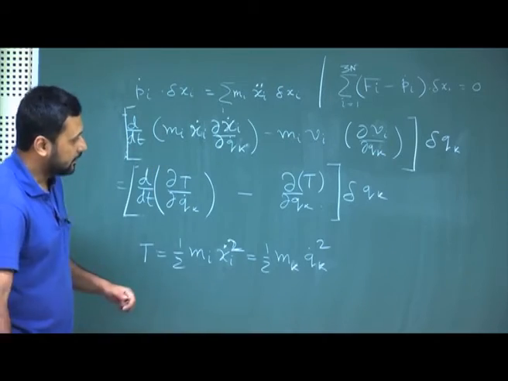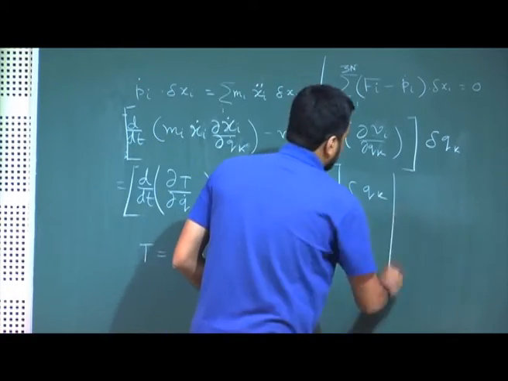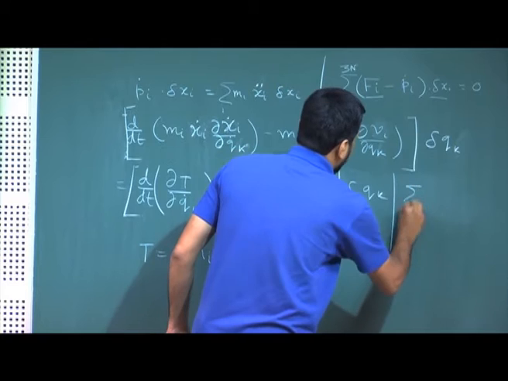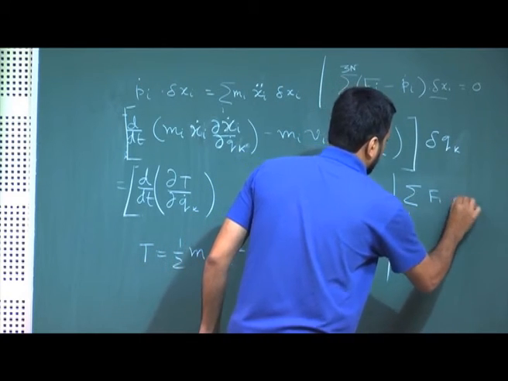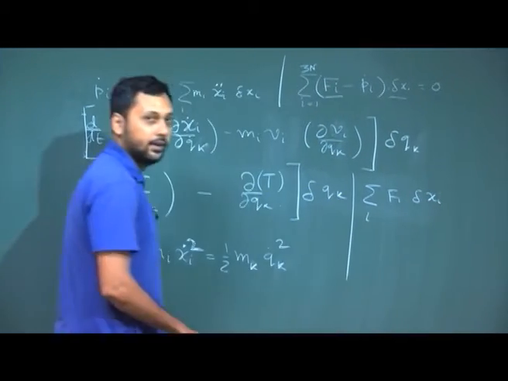Now, for the other term, this term, we have the sum over i of fi dot delta xi.